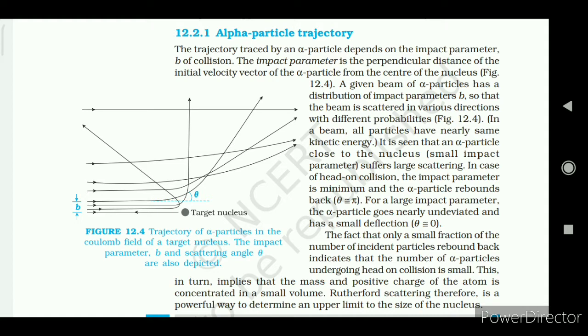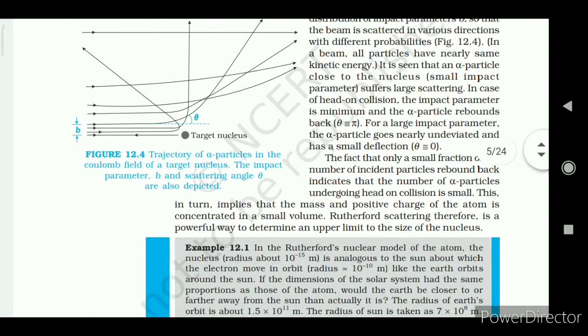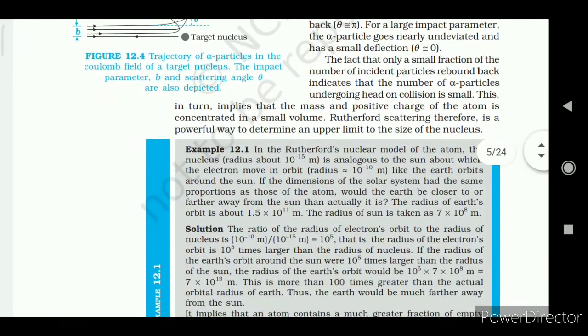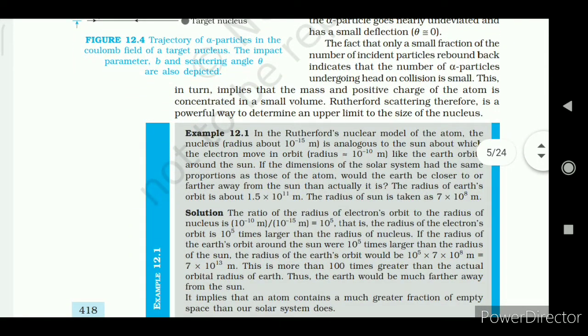Thus, for a dynamically stable orbit in a hydrogen atom, Fe = Fc, which implies that e²/(4πε₀r²) = mv²/r. Thus, the relation between the orbit radius and the electron velocity is r = e²/(4πε₀mv²).